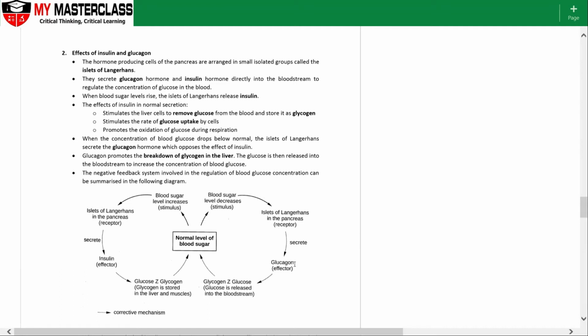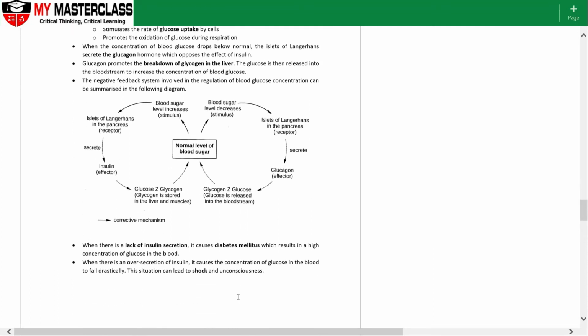So instead of converting glucose to glycogen, glucagon will convert whatever stored glycogen back into glucose. Now glucose is able to enter the blood system itself. Once it enters the bloodstream, glucose is able to be used for cellular respiration to produce energy.